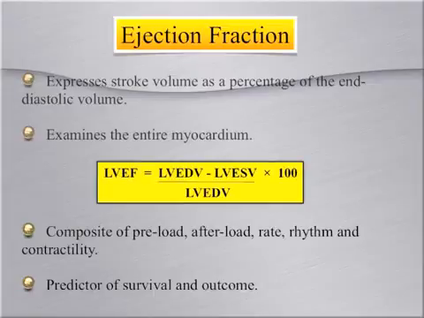By using stroke volume and end diastolic volume, it takes into account preload, afterload, rate, rhythm, and contractility. It has been shown in multiple studies to be a predictor of survival and operative outcomes. It is often globally estimated by trained viewers.